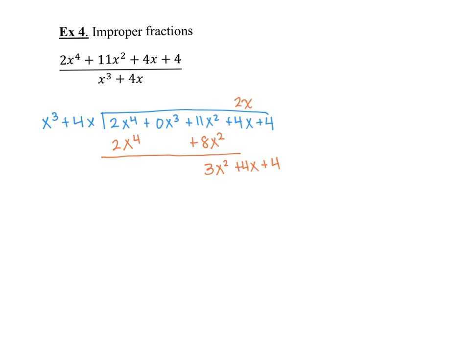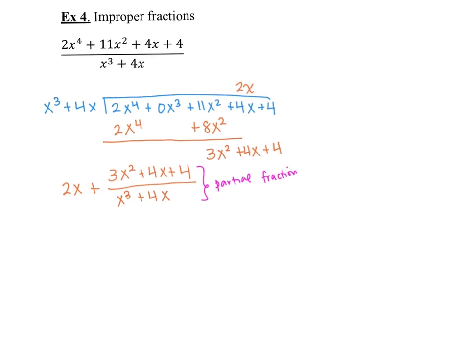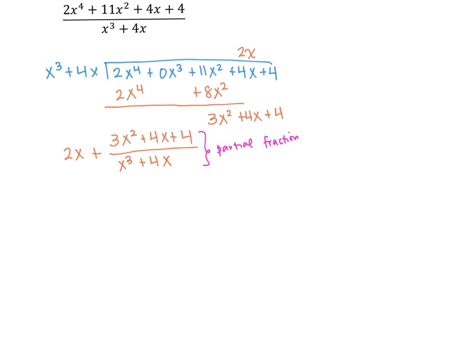Okay, I'm going to rewrite this as a mixed fraction. So when I divided, I got 2x plus my remainder, which is 3x squared plus 4x plus 4 over x cubed plus 4x. The remainder is the part that I'm going to make into a partial fraction. So this is the part that I'm going to break down. When I rewrite it at the end, though, I'm going to make sure I include the 2x that I divided out. But for the sake of the partial fraction, we're just going to start with the remainder.